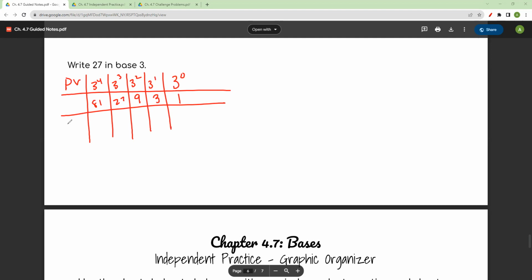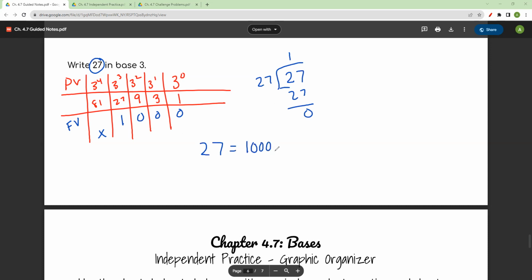So same process. We need to find the face value. So we have 27. So remember, less than or equal to. So 81 is too much. It actually comes out to exactly 27, right? So if it's exactly 27, you could do it out if you wanted to. It goes in one time with no remainders. But if it's exactly that number, then it's just going to be 1, and the rest are going to be zeros. So 27 in base 3 is 10003.